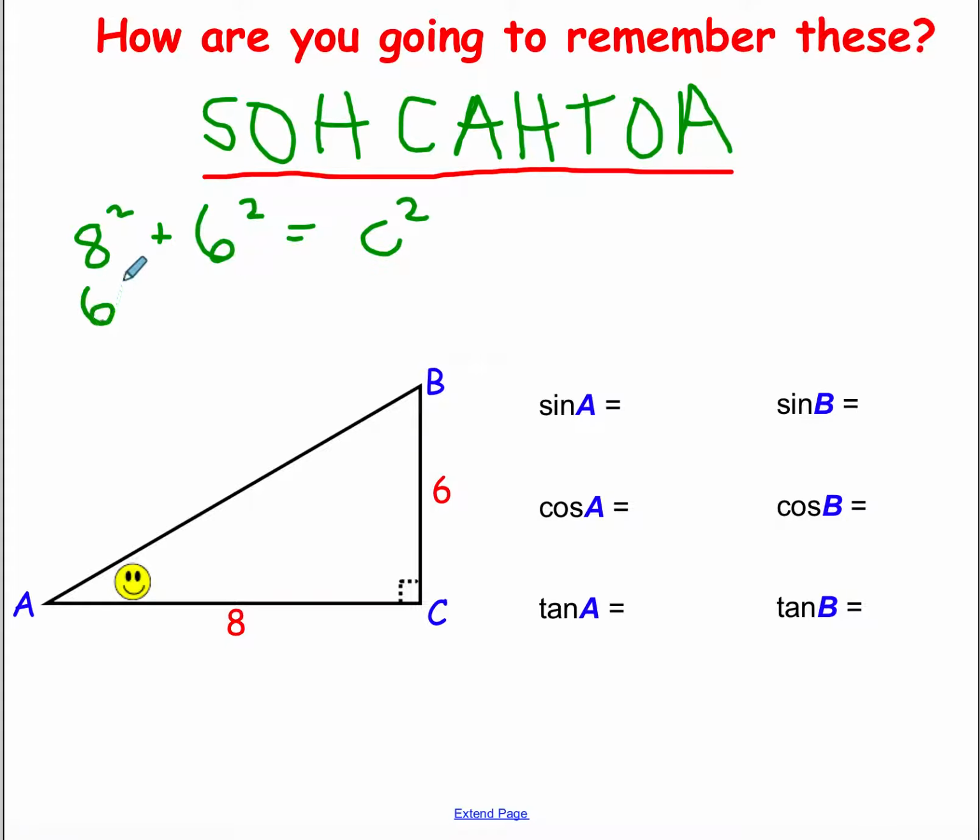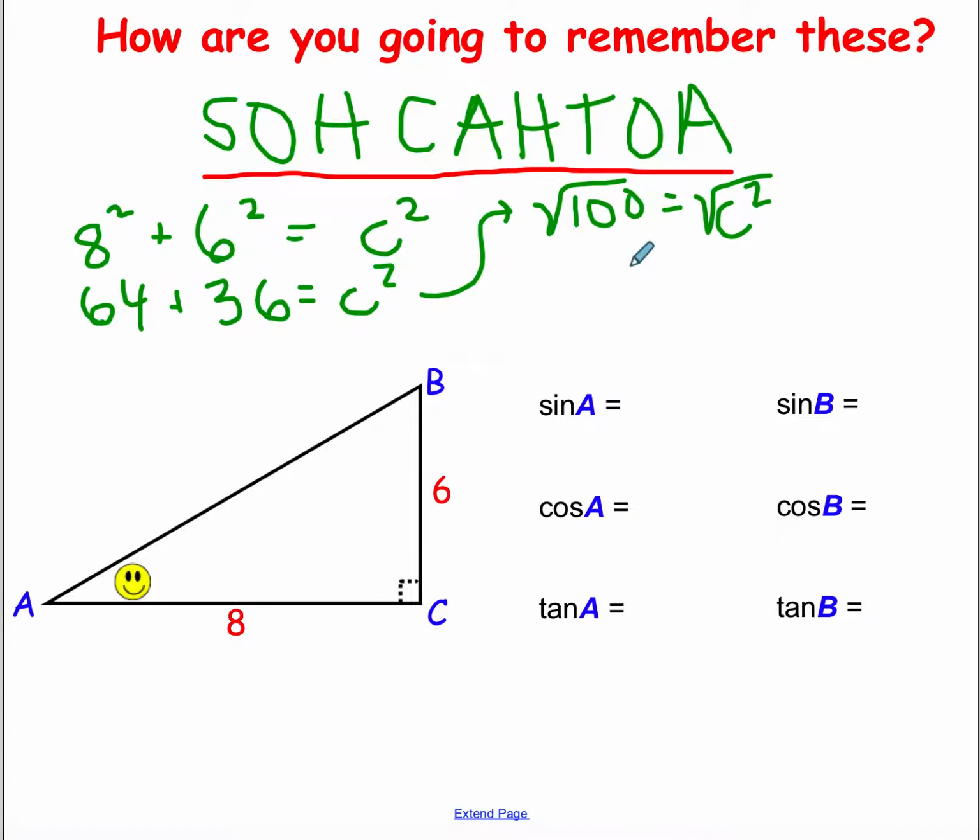8 squared is 64, 6 squared is 36. I'm going to come over here to finish this. So 100 equals c squared. So when I take the square root of both sides, we find that c is 10. All right, so we know c is 10, and now we're being asked to find, well, what is sine of A, what is cosine of A, what is tangent of A, what is sine of B, what is cosine of B, what is tangent of B?